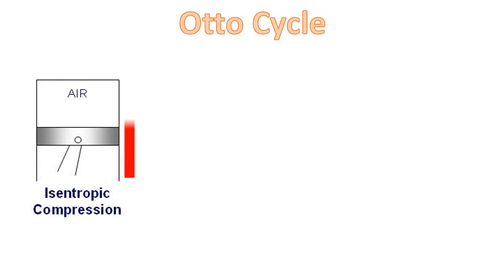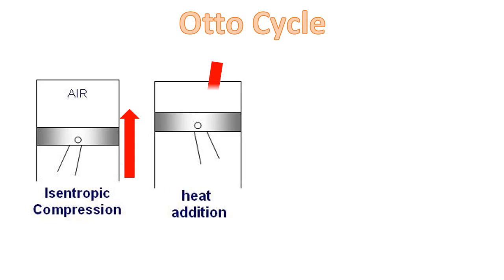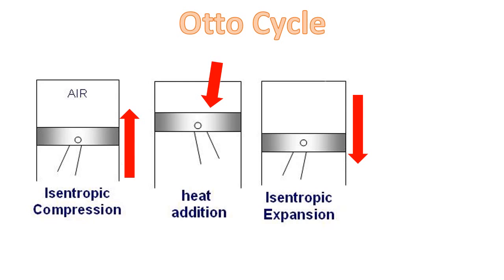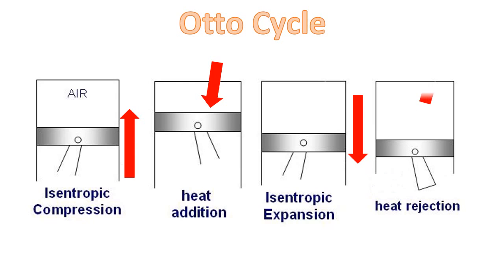The ideal Otto cycle is made of four internally reversible processes. The first one is the isentropic compression. The second one is the constant volume heat addition. The third one is the isentropic expansion. And the fourth one is the constant volume heat rejection.